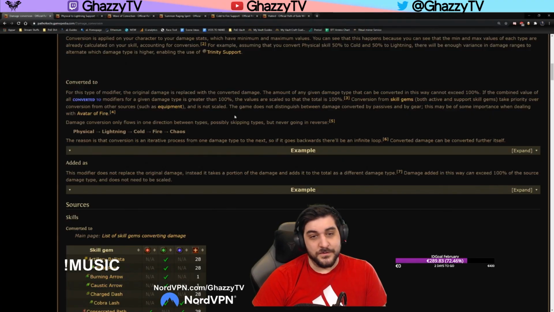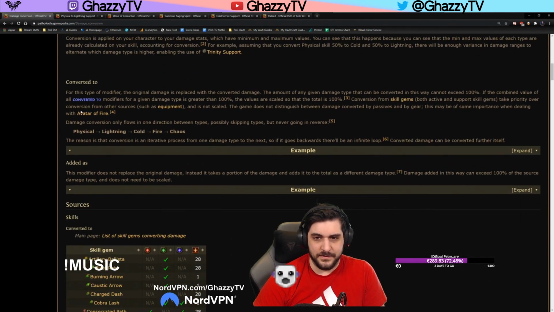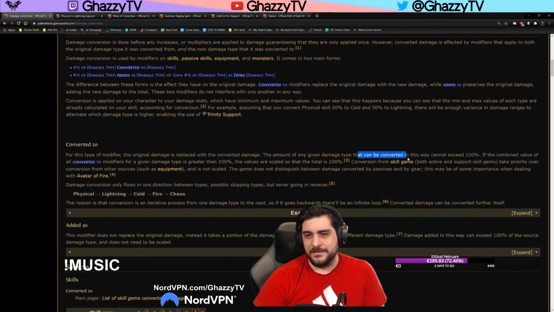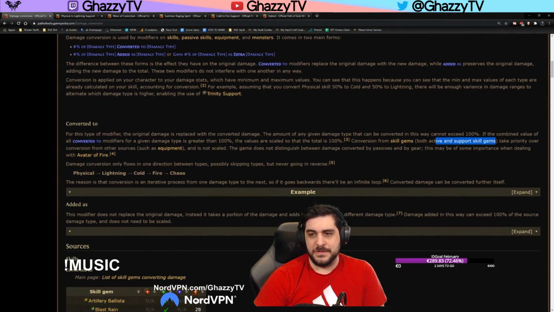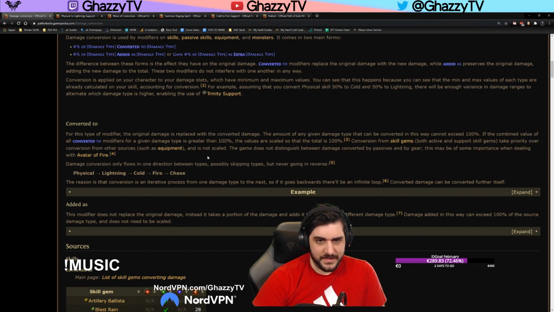Locked conversion. If you have a locked conversion in a situation where you have a modifier that is taking priority over the order of conversions, it's going to follow this list. I'm going to see if I can find it here in the wiki. Conversion from skill gems, both active and support skill gems, will take priority over conversion from other sources such as equipment and skill tree, and it is not scaled to above 100%.